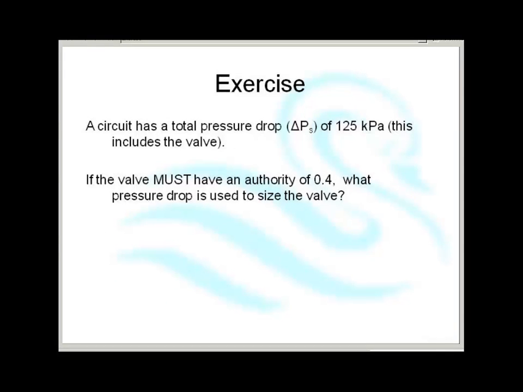Now, here I've got an exercise for you. A circuit has a total pressure drop of 125 kPa, which includes the valve. If the authority must be 0.4, what pressure drop is used to size the valve? So we're going to use the equation N equals pressure drop across the valve divided by pressure drop across the entire system. And what I need you to do is find what N is when pressure drop across the entire system is 125.